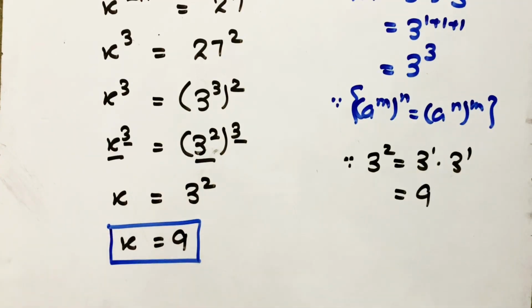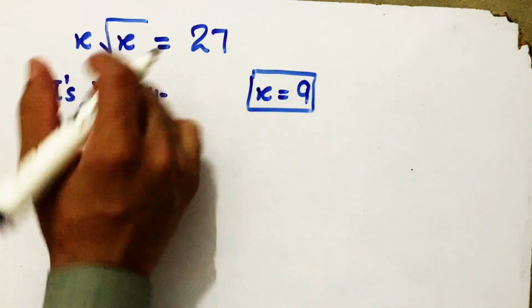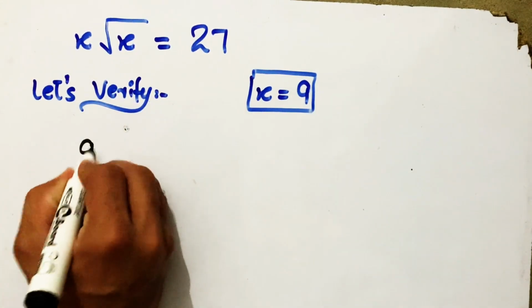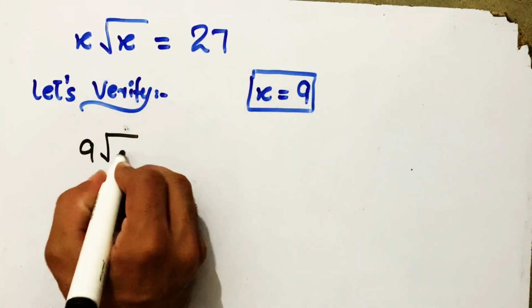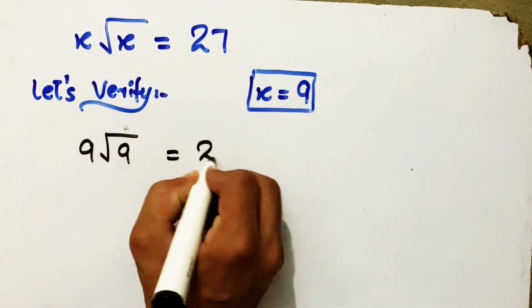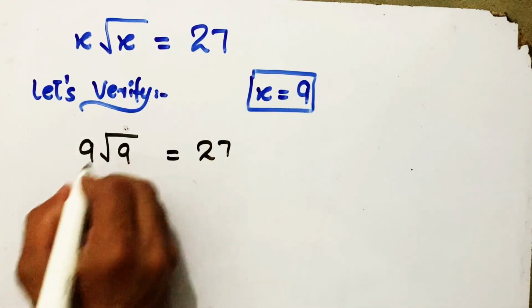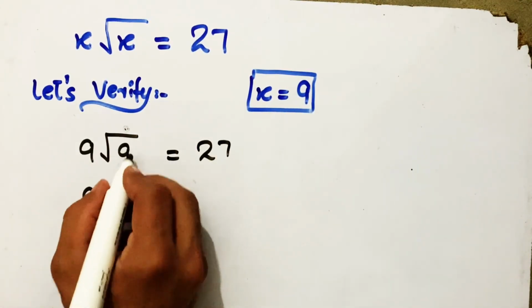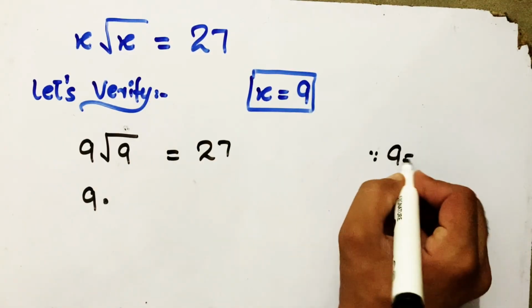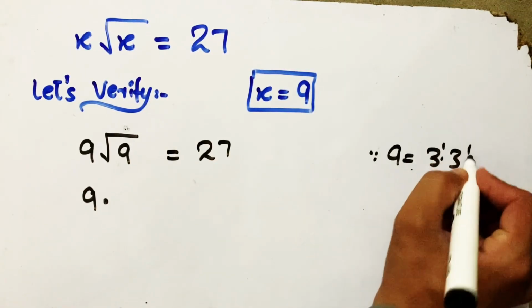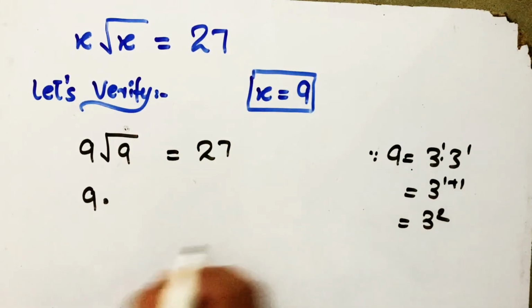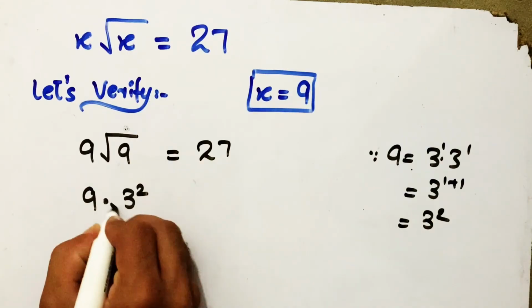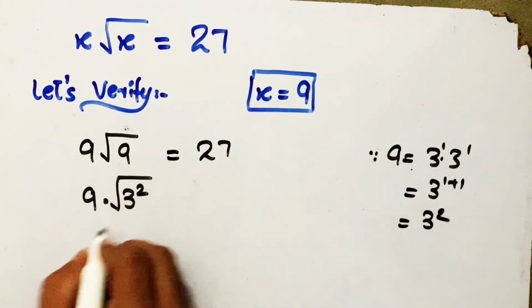So now let's verify by putting it in the main equation. Now put the value 9 in the main equation. Replace x with 9 here. So the square root of 9 equals 3. 9 into 9, I write here 3 into 3, 3 to the power 1 plus 1 equals 3 squared, and 3 squared equals 9.